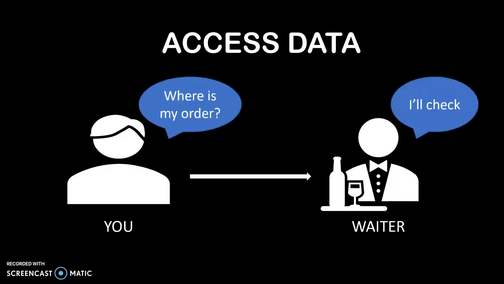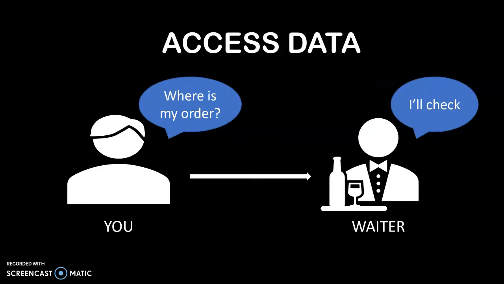Access data. So in the restaurant example we had, the waiter can provide you the information on the status of your order without us having to go to the kitchen. So we can always check the status of our order without us having to go check it for ourselves.